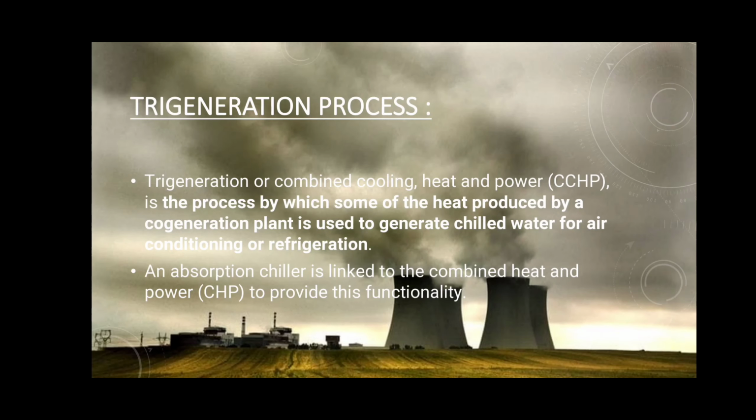Next is trigeneration process. Trigeneration or combined cooling, heat and power is the process by which some of the heat produced by a cogeneration plant is used to generate chilled water for air conditioning or refrigeration. An absorption chiller is linked to the combined heat and power to provide this functionality.